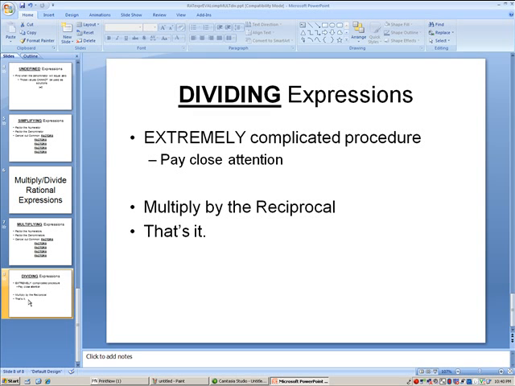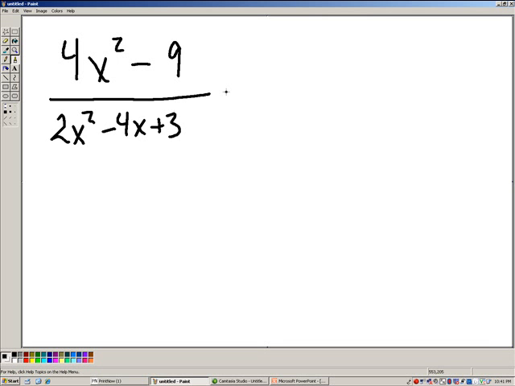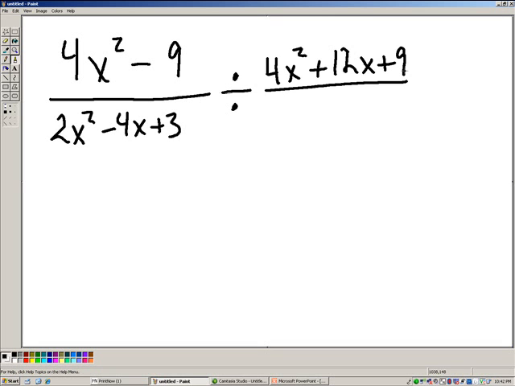Oh, this is going to be hard. No, it's not. It's just multiply by the reciprocal. That's it. Let's look at that. Let's say we have, we'll put an a term in this one. We'll have 4x squared minus 9 over 2x squared minus 4x plus 3 divided by 4x squared plus 12x plus 9 over 6x cubed plus 3x squared minus 3x.